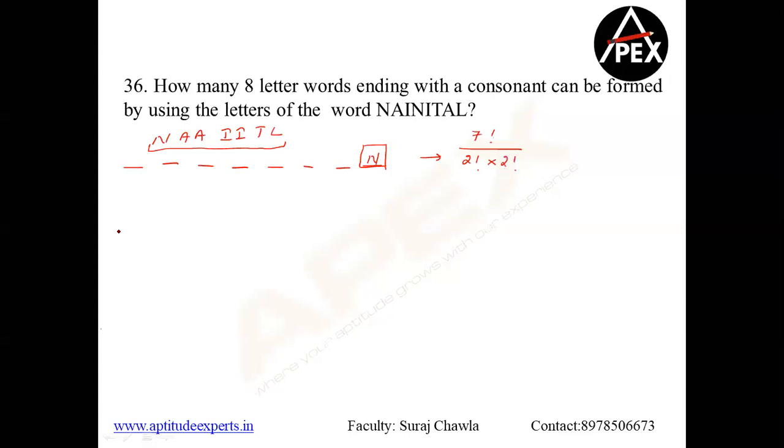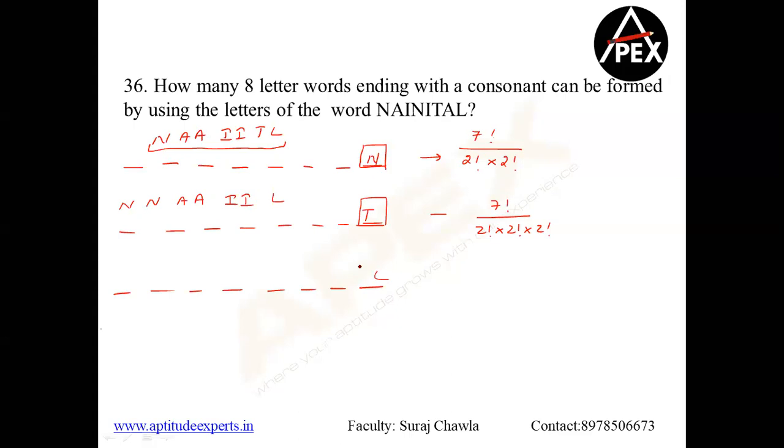Now 1, 2, 3, 4, 5, 6, 7, 8. Suppose I'm blocking a T. Then I have two N's, two A's, two I's, and an L, which will be 7 factorial by 2 factorial into 2 factorial into 2 factorial ways. If I'm blocking an L, then again I have two N's, two A's, two I's, and a T. This can be done in 7 factorial by 2 factorial into 2 factorial into 2 factorial ways.